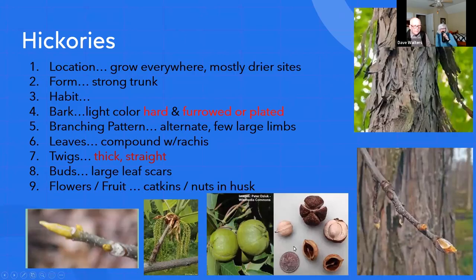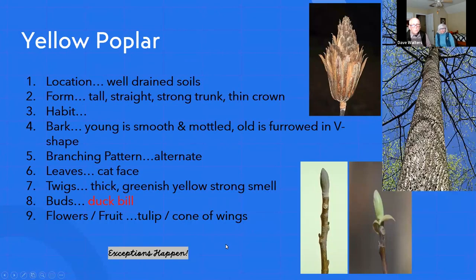And hickories make these nuts. Most of the nuts you can eat, they're pretty good. And if you don't know what catkins are, catkins appear in here several times. These are the flowers. These are catkins. All right, and yellow poplar is our state tree.